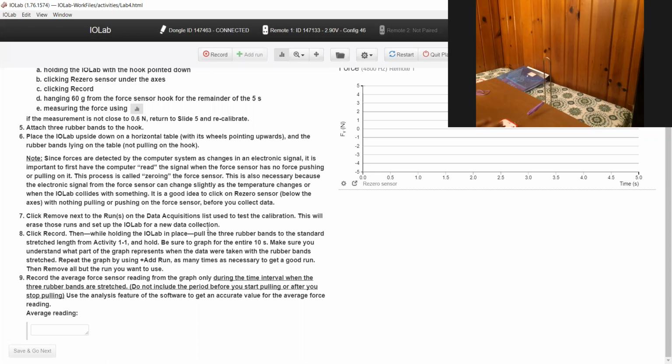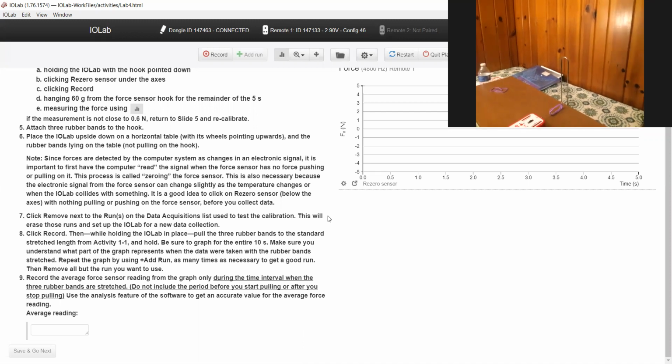You want us to re-zero the sensor, to make it loose so that nothing is being pulled here. If you want, you can click on re-zero the sensor, but I don't think we need that. We just did that, so we can go ahead.